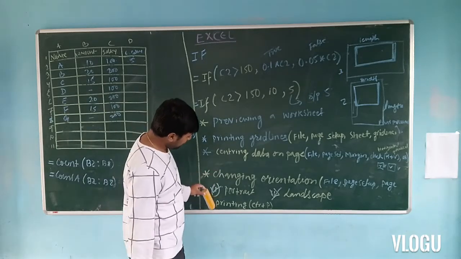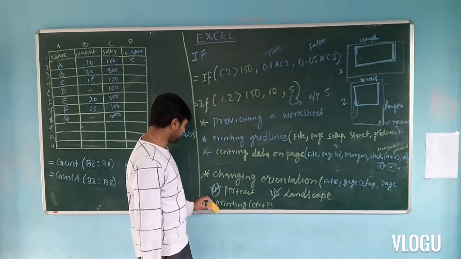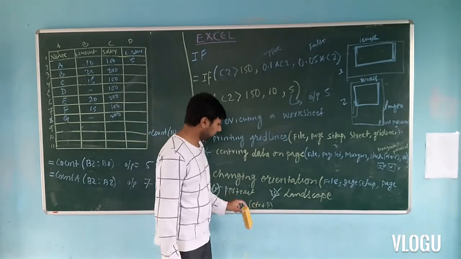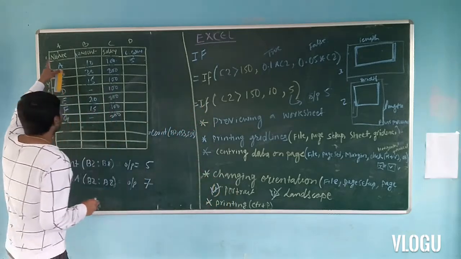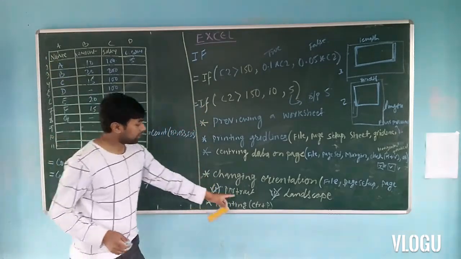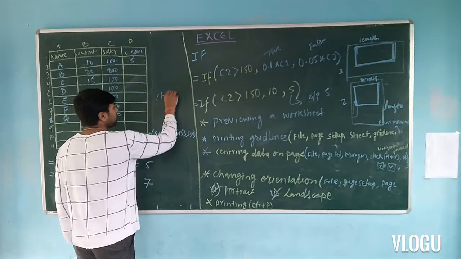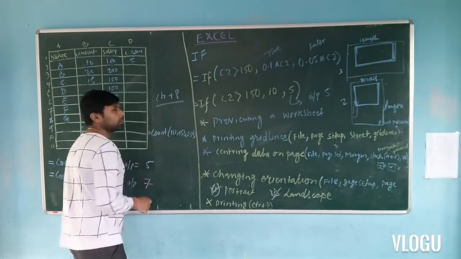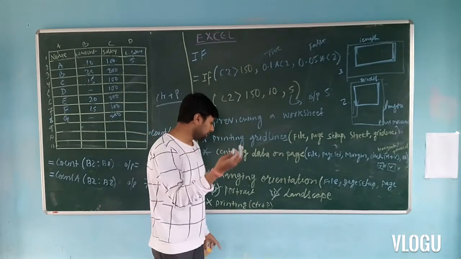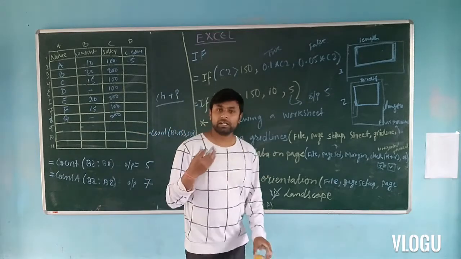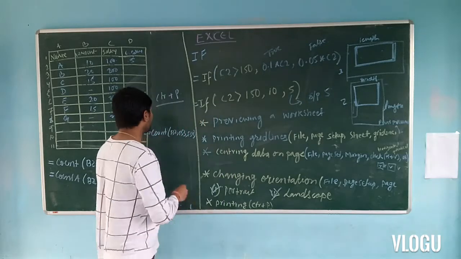Now after completing this, we have to reach the final procedure, that is printing. How can we print? We can print by giving this command, Control plus P. If you press Control and P, it will directly show the print page.